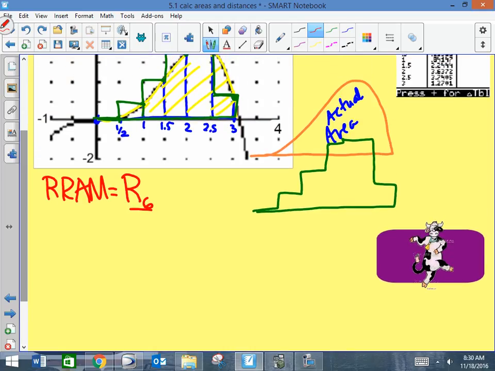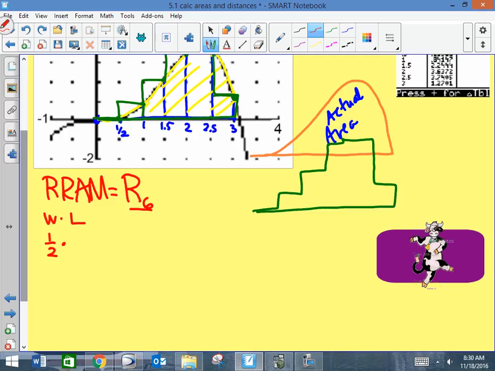My width of all of them is going to be 1. So length, I'm going to do width times L, because I know the 1/2. All right, so here's my first rectangle.